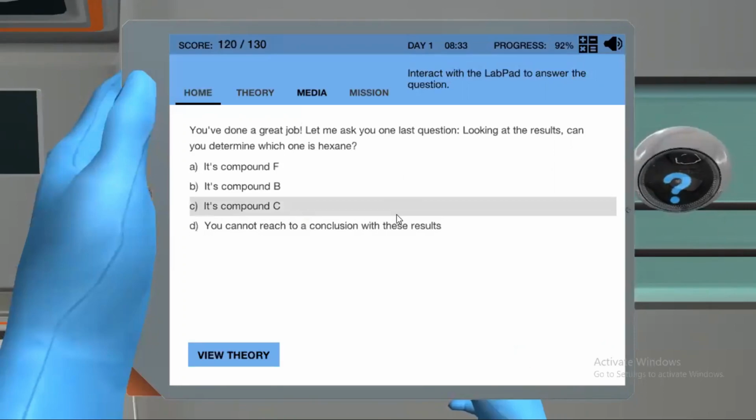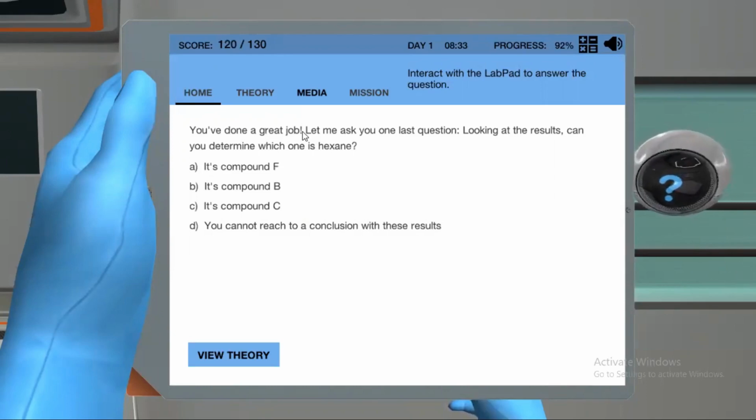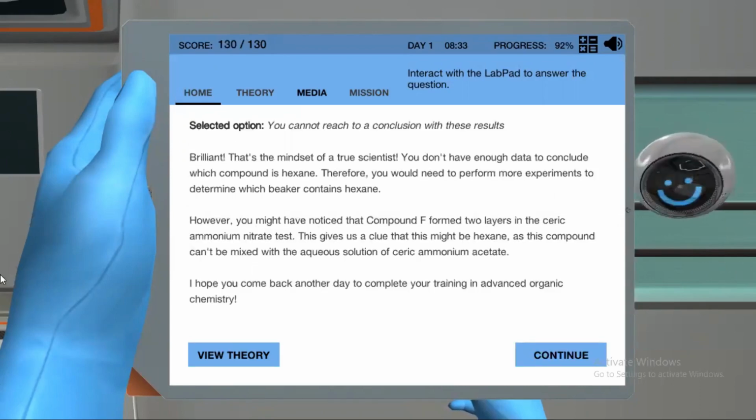Let me ask you one last question. Looking at the results, can you determine which one is hexane? Brilliant. That's the mindset of a true scientist. You don't have enough data to conclude which compound is hexane. Therefore, you would need to perform more experiments to determine which beaker contains hexane.